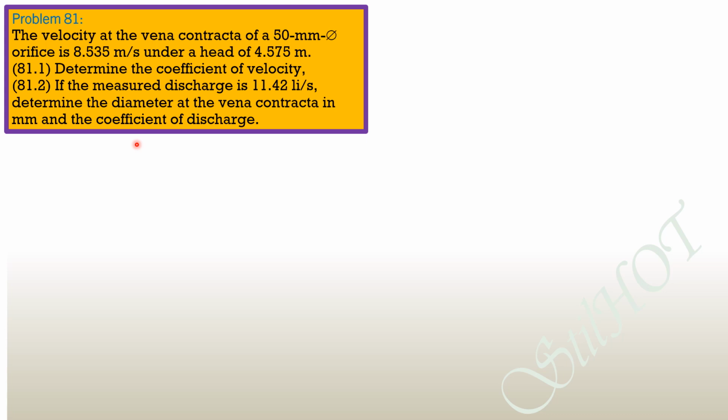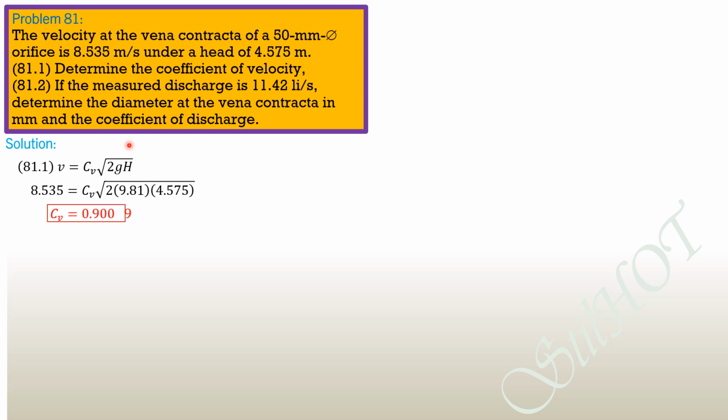So for the solution, first let's compute the coefficient of velocity using the formula. Actual velocity V equals coefficient of velocity C sub V square root of 2gh, where V is equal to 8.535 and the head is 4.575. Substituting, 8.535 equals C sub V square root of 2 times 9.81 times 4.575. Solving for C sub V is equal to 0.9009.